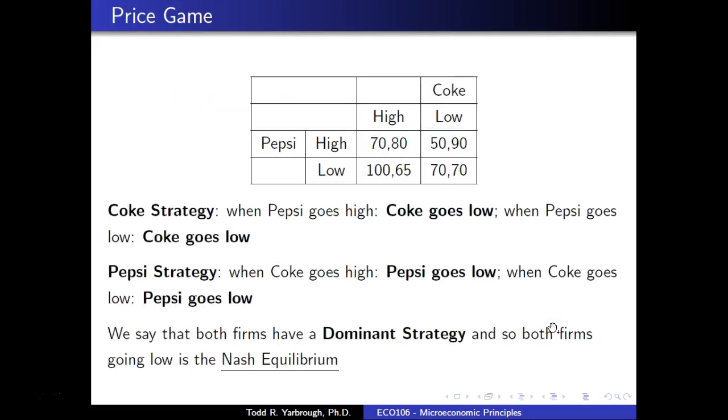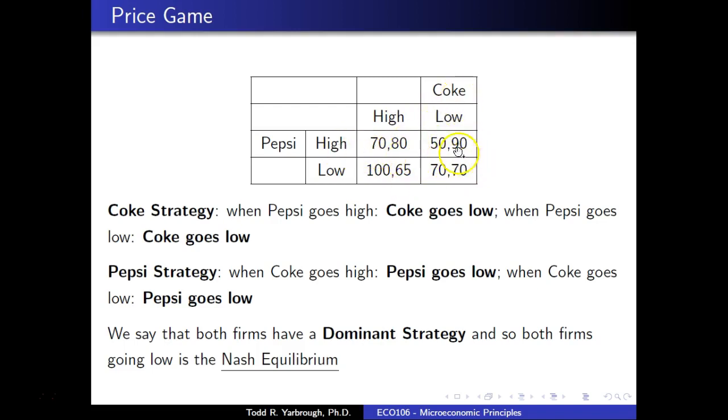So in this particular game, we have another simultaneous game. Coke and Pepsi are choosing high prices or low prices. Again, what we want to do is go through the strategy of the game and make our life very simple. So if we develop Coke's strategy, we ask ourselves, when Pepsi goes high, that puts us in one of these two quadrants. Again, the payoffs to Pepsi are the first numbers. The payoffs to Coke are the second numbers.